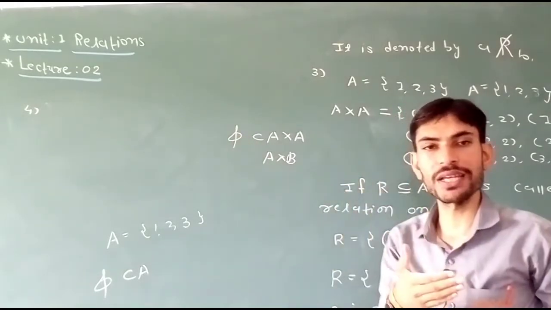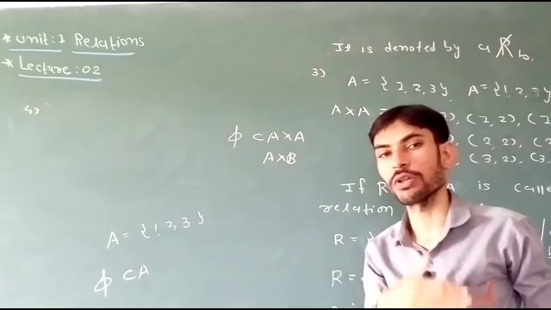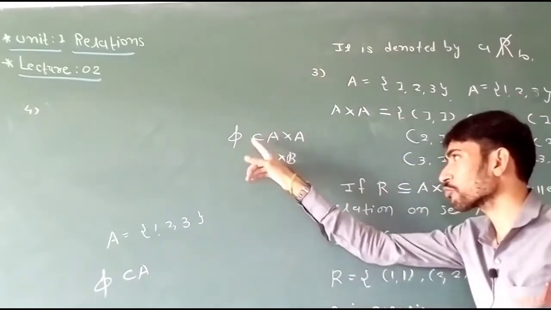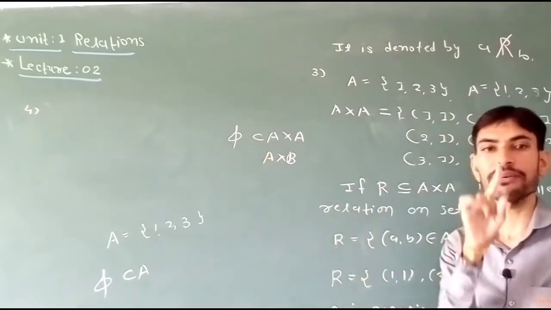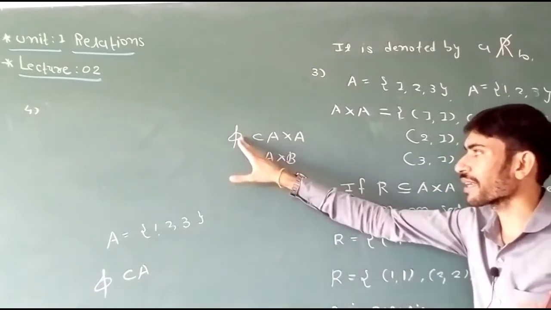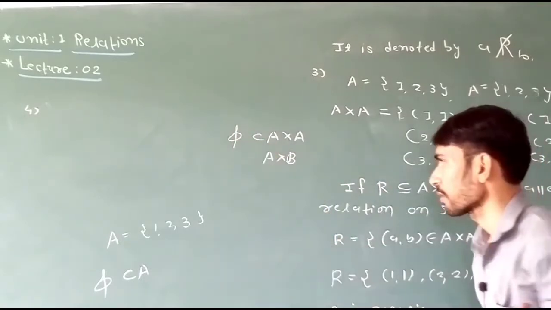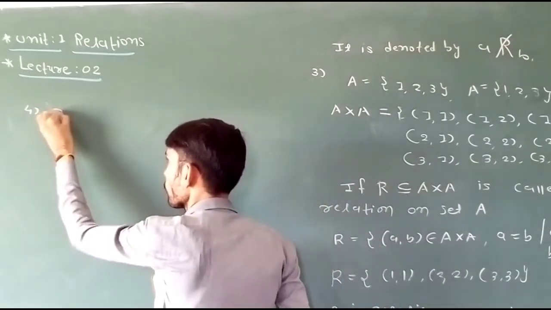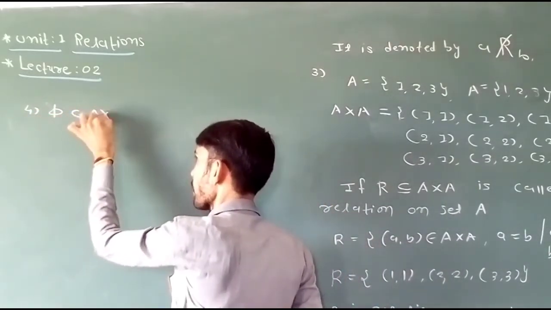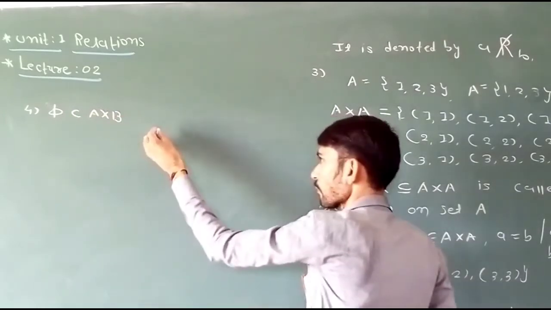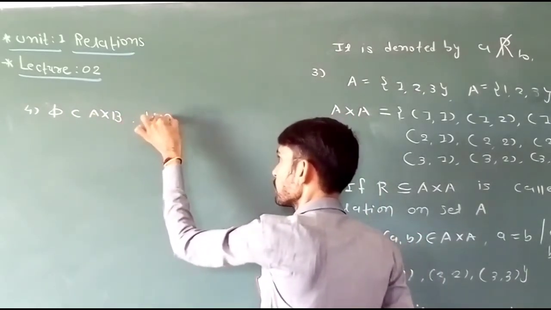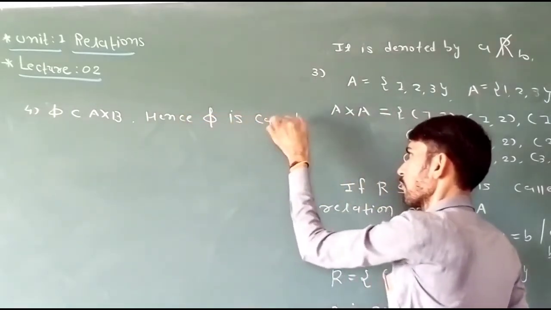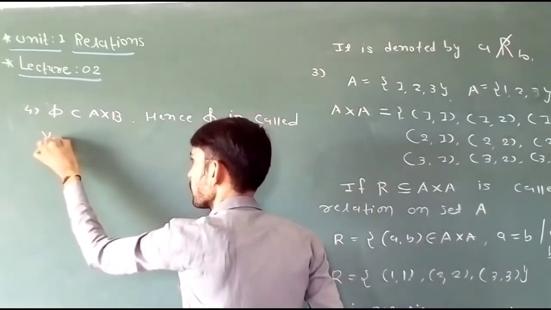So as a definition of relation, every subset of Cartesian product is called the relation. તો અહીં જે મિત્રો ϕ છે એ કાર્ટેશિયન પ્રોડક્ટનો સબસેટ છે તો ϕ પણ શું થશે મિત્રો? રિલેશન થશે. તો ϕ ને કહેવાશે મિત્રો void relation. ϕ is a relation and ϕ is called the void relation. So now we write here ϕ is a subset of Cartesian product A cross B. Hence, ϕ is called void relation.